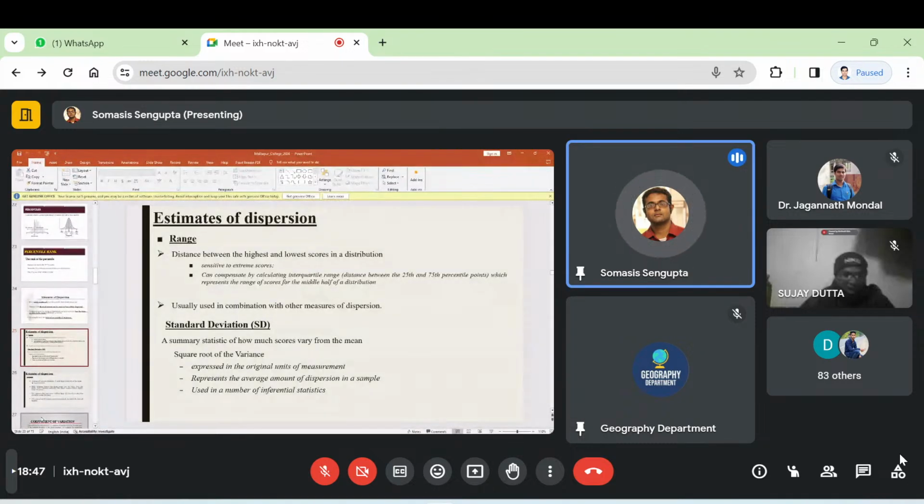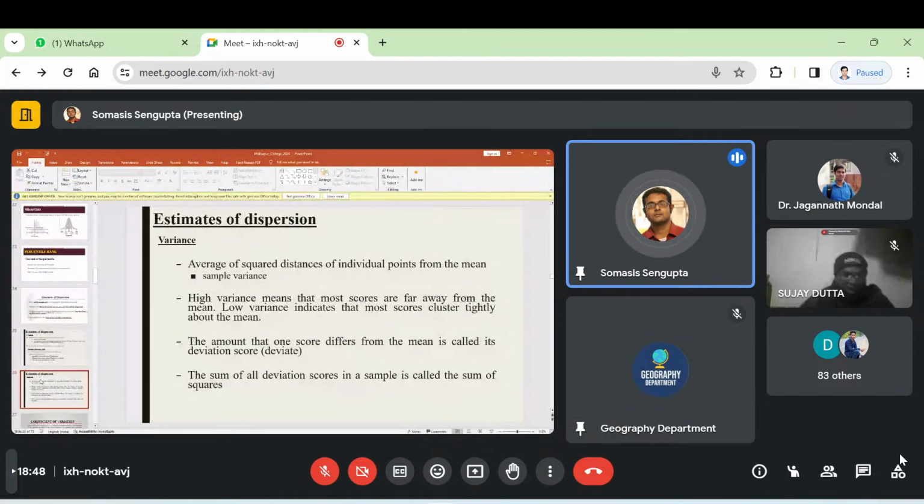That squared data for each observation is then summed, and if I divide it by the total number of observations, then I get a parameter called variance, and the square root of variance is the standard deviation. In this next slide, you have some information about variance. That is the average of the squared distance of individual points from the arithmetic mean.